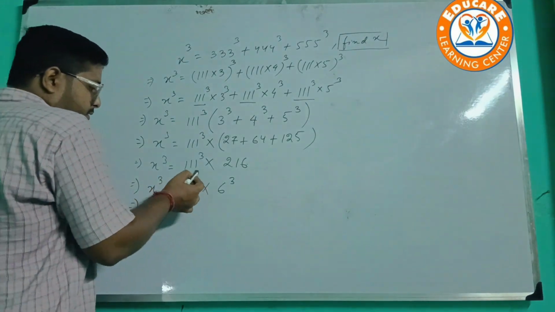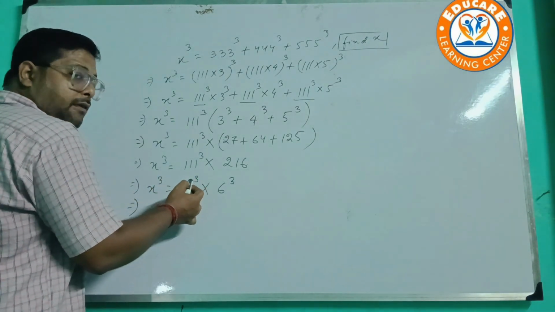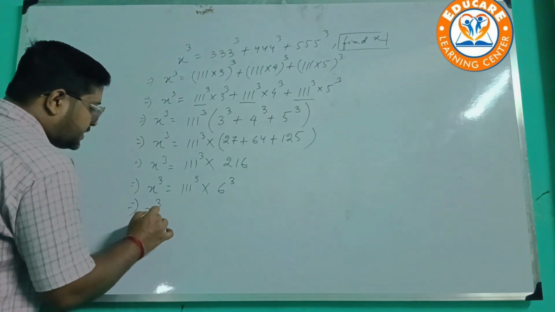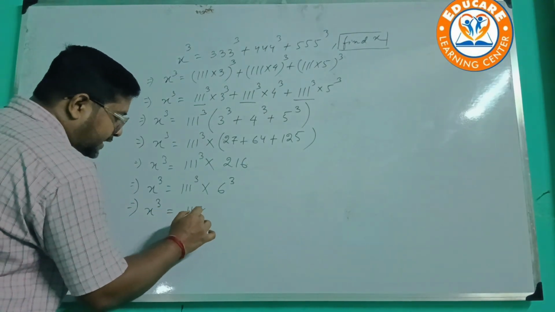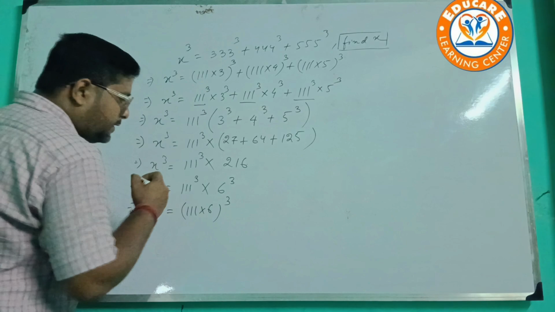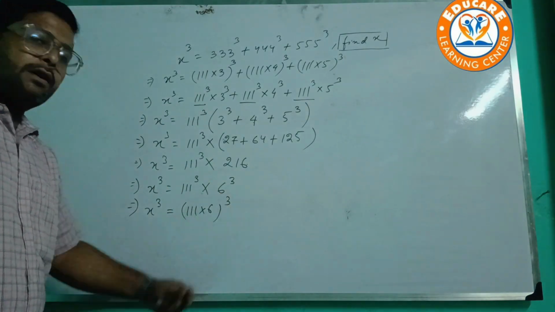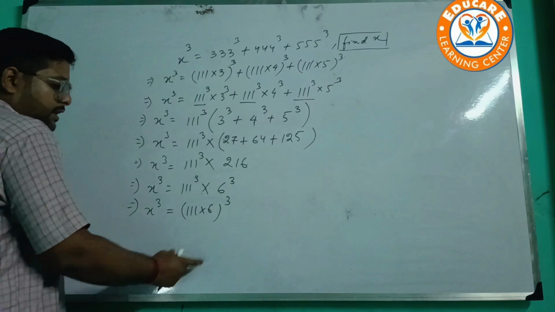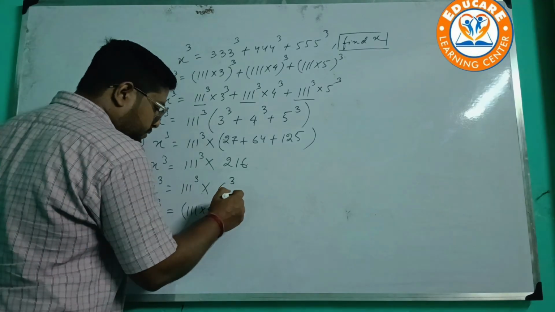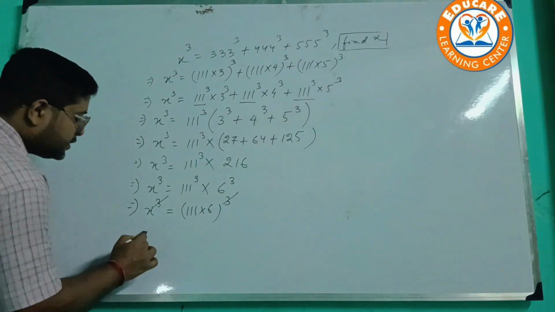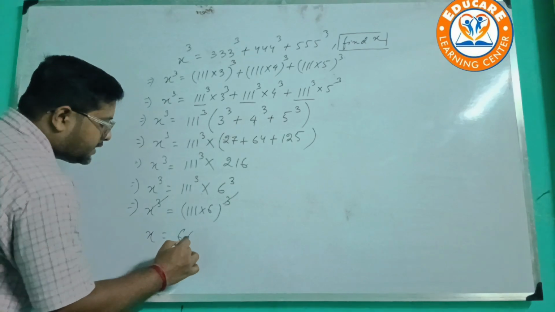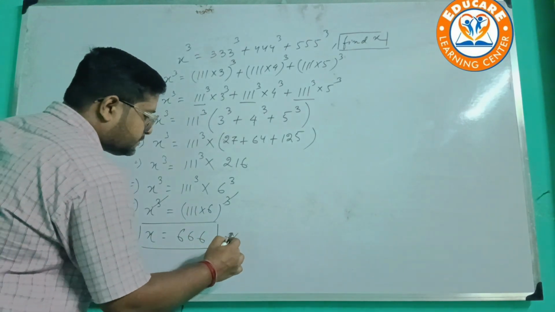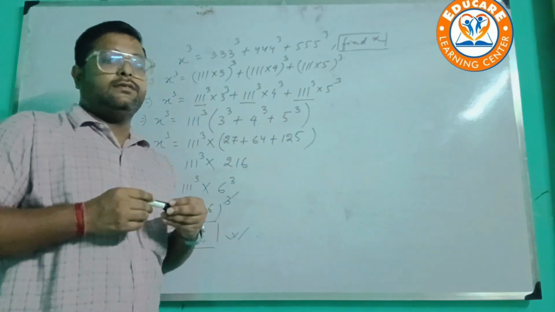Now since 111 also has a power of 3 and 6 also has a power of 3, we can write it as 111 into 6 and whole power 3. Now see, in case of the left hand side the power is 3, in case of the right hand side the power is 3, so 3 and 3 will get cancelled. So the value of x is 666, and this is our final answer. Done.